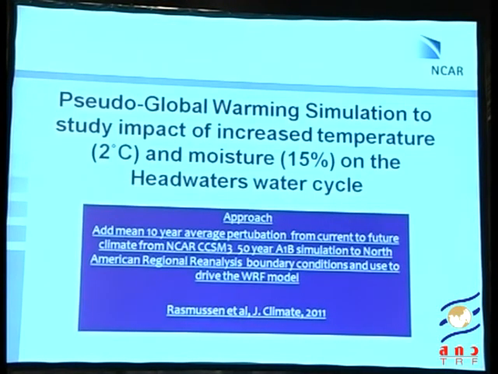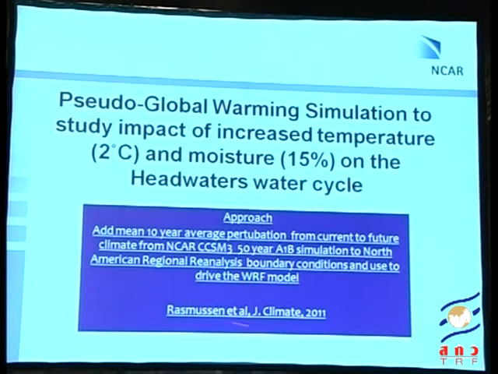So that's the current climate, and then we did this pseudo-global warming simulation to study the impact of an increased temperature and moisture on the headwaters water cycle. So we give a perturbation of 2 degrees Celsius and a moisture increase of 15%. So how do we do that? Well, we look at the NCAR CCSM 50-year A1B simulation, and we give a perturbation based on this to the North American reanalysis, and then we use that to drive the WRF model.